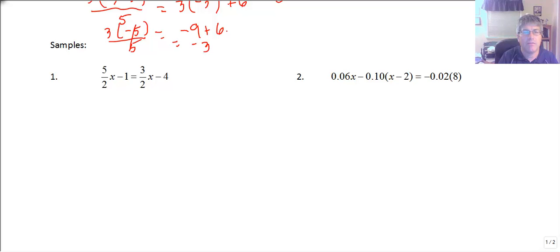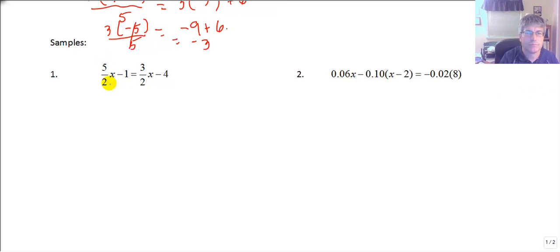So let's take a look at a few sample problems. 5 halves x minus 1 equals 3 halves x minus 4. Well, here we do have fractions. They're back. I have two terms on the left-hand side, the 5 halves x and the minus 1. And on the right-hand side, 3 halves x and the other term, minus 4.